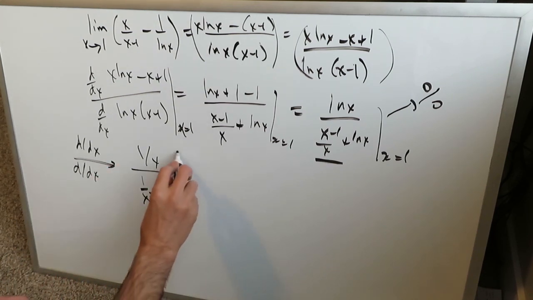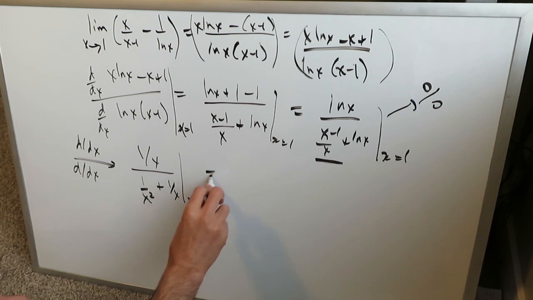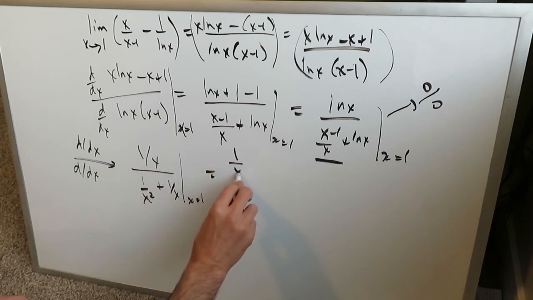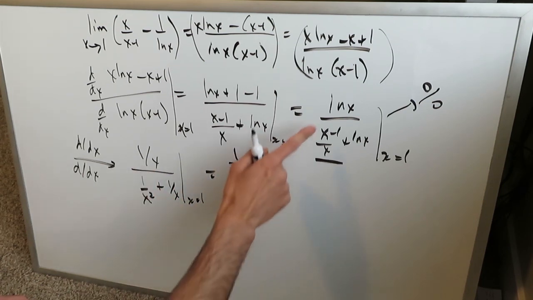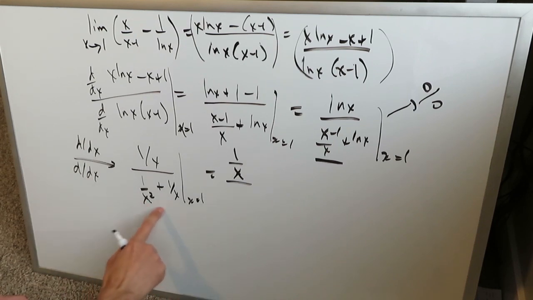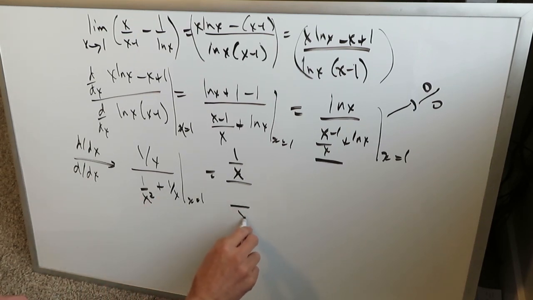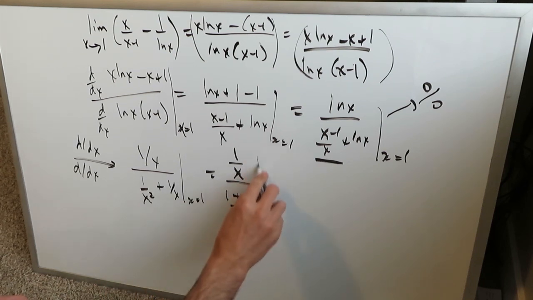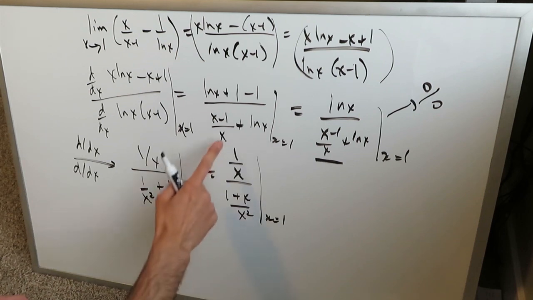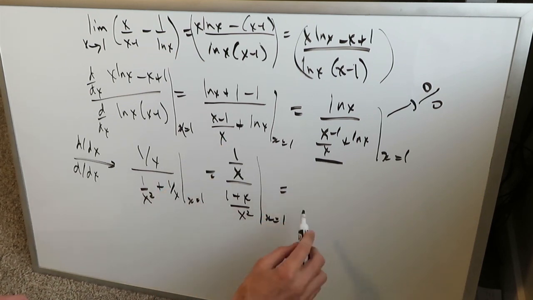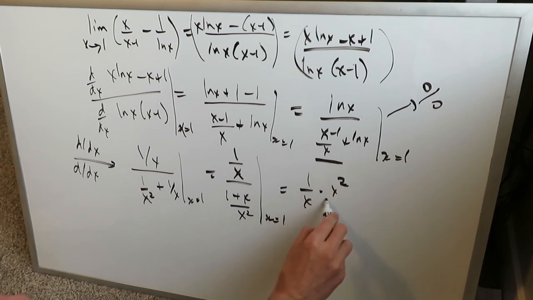Now when we come over here, we can simplify all of this algebraically. We have 1 over x in the numerator, which came from the derivative of natural log x. We can do a common denominator here. 1 over x squared plus 1 over x, the common denominator is x squared. 1 plus x. You see all of this? 1 plus x. Everything you can do here on the side on your paper. Flip everything around. 1 over x times x squared over 1 plus x.